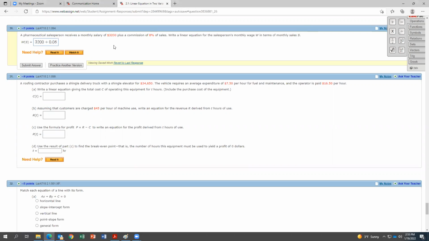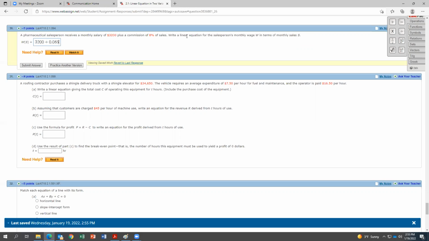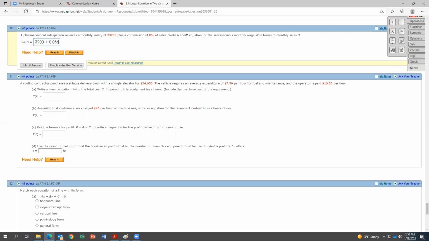0.08 of the sales. Now the word "of" means multiply, so you have to multiply this with sales. Sales in this case is S, so you have to use the capital S. A lot of students use the small s here. This is where a lot of students get mistakes in their homework, so that's why they mark you wrong. So it's a capital S. So this is your answer for question 30.